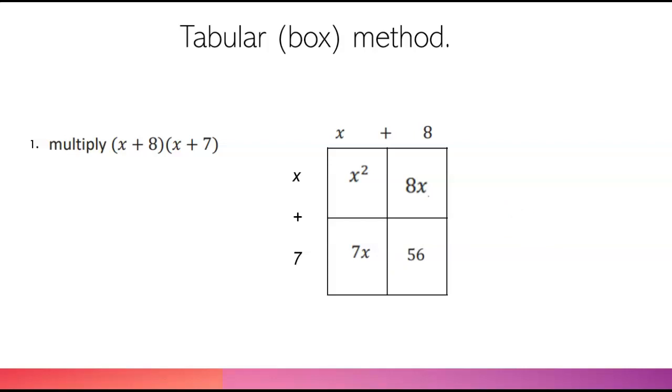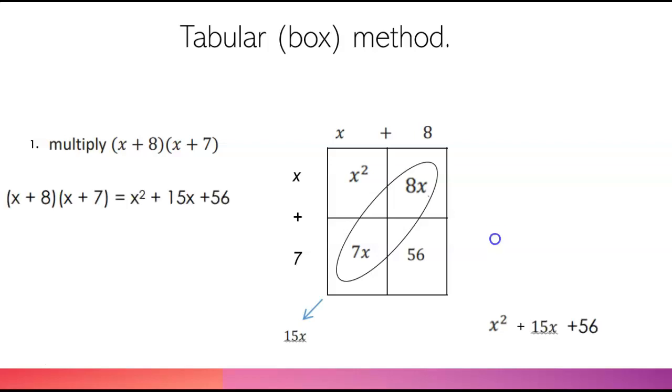Now we can check diagonally to find similar terms that we can combine. In this case, we can see that 7x and 8x can be combined diagonally, which equals 15x. Putting them all together, we'll have x squared plus 15x plus 56. So the product is x squared plus 15x plus 56.